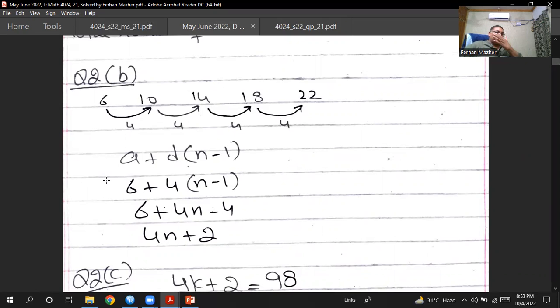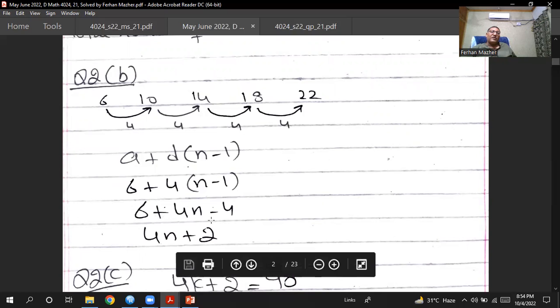So the method: if the sequence is such that by adding a certain number or by subtracting a certain number you get the next number, then we call it an arithmetic sequence. And we can find the nth term of the arithmetic sequence. We have a formula for that: a plus d bracket n minus 1 bracket close, where a means the first term of the sequence and d means the common difference. Here the common difference is plus 4. So we just put in these values. So you will have 6 plus 4 bracket n minus 1.